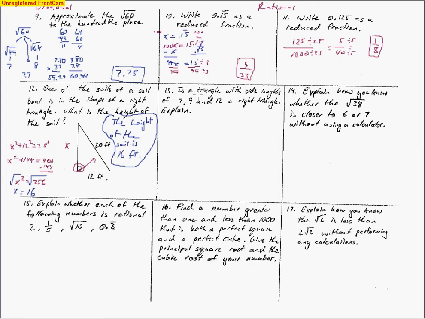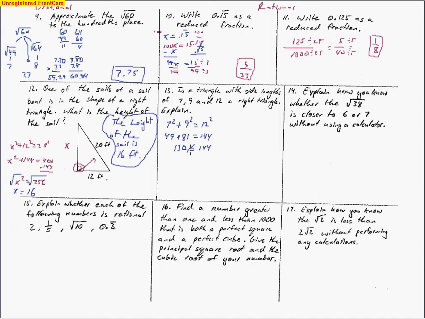Well, here it says, is the triangle with side length 7, 9, 12 a right triangle? And explain. So we just take the two sides that are the shortest and square them and add them together. See if they equal the side that's the longest. And so we go ahead and do that work, 49 and 81, and see if it equals 144. Well, when we go ahead and sum these two numbers, we end up with 130. And 144 does not equal 130.